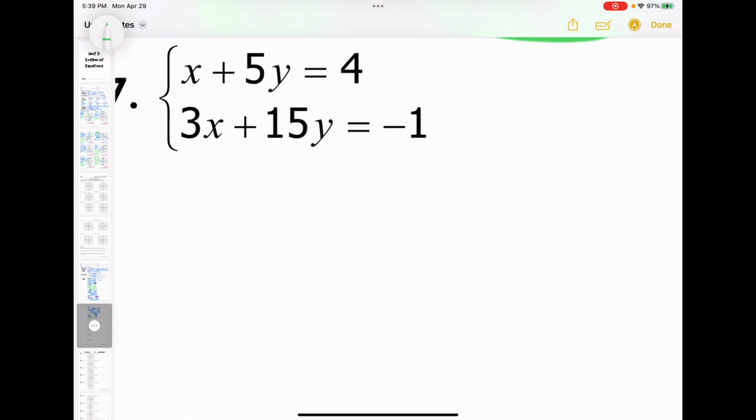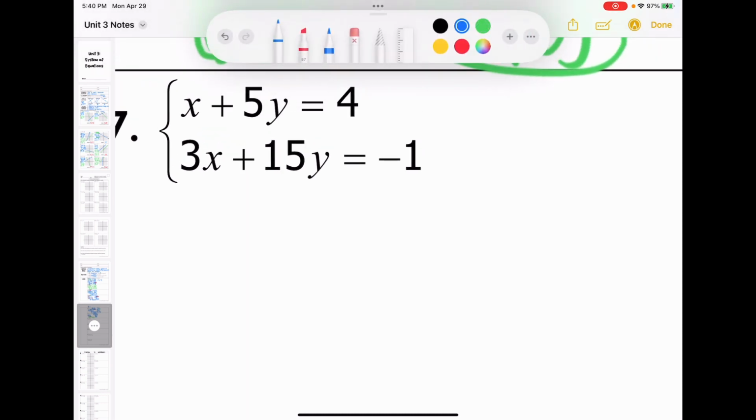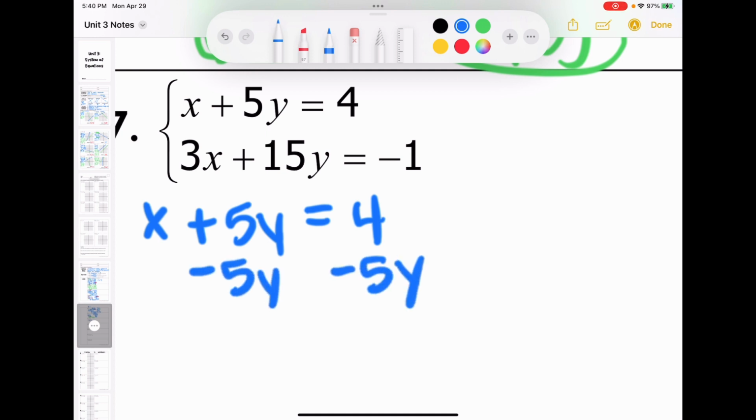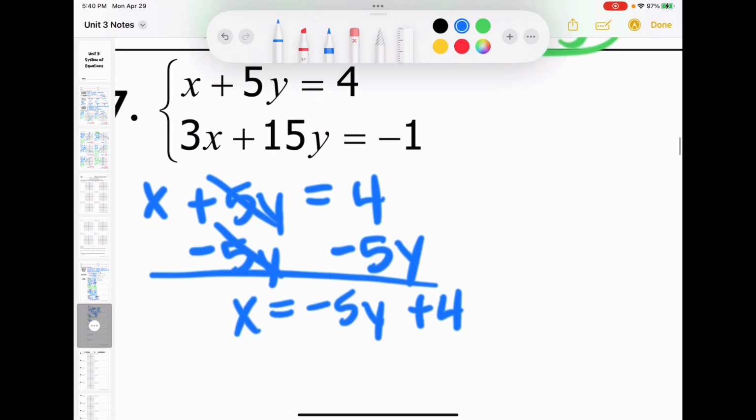So number 7, we have x plus 5y equals 4, and 3x plus 15y equals negative 1. So neither of these equations are already solved for a variable, so we have to solve one for a variable. And I'm going to pick the first equation because x does not have a visible number beside it. So I'm going to solve it for x. So in order to do that, we have to get x by itself. So that plus 5y needs to move to the other side. So we do the opposite and we subtract. So that leaves me with negative 5y plus 4.